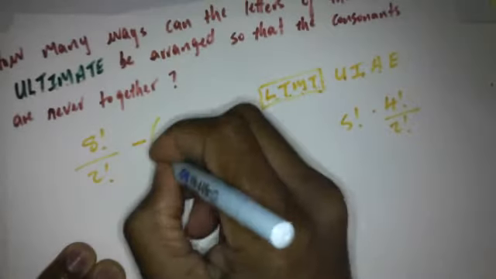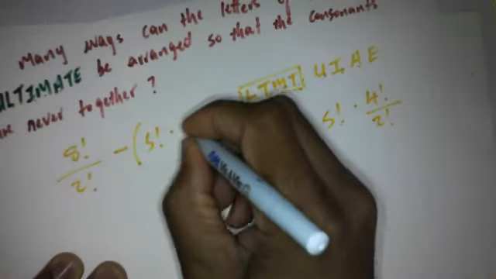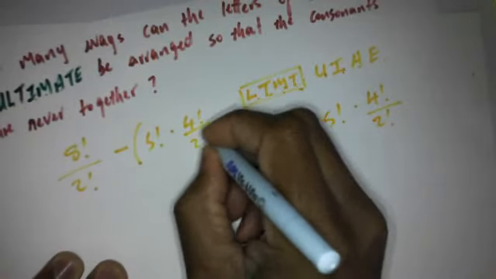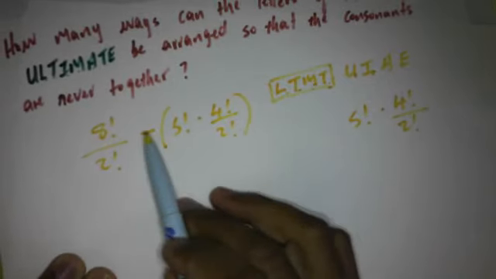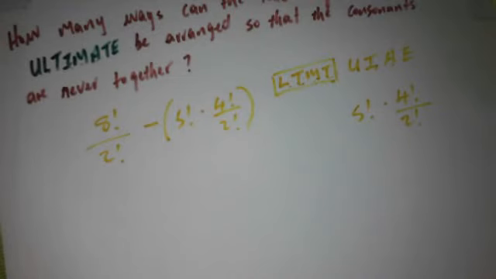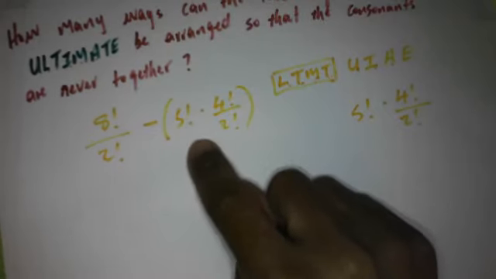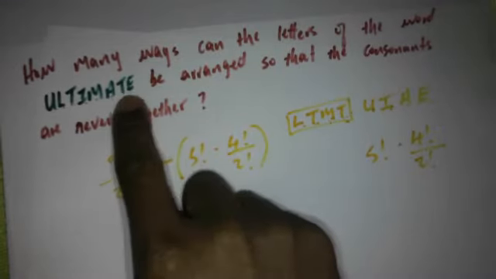So this part would be 5 factorial times 4 factorial divided by 2 factorial. And this would be your actual answer here. Again, you could work this out by hand or you could put it in your calculator. Okay? But this is how you treat it when vowels come together, when consonants come together, or when vowels are never together, or consonants are never together. So in this case, this would be your solution for when the consonants of this word are never together.